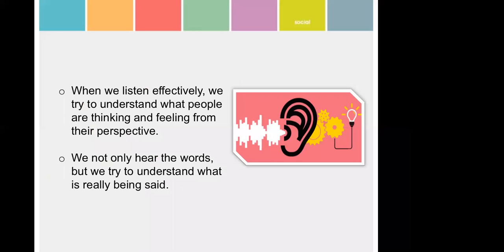All right. So when we listen effectively, we try to understand what people are thinking and feeling from their perspective. Now, there might be times where your attention goes to a car that passed by really fast, or your phone did give you an alert. But for the most part, you want to make sure that all of your attention is on the person in front of you, especially if it's a hard conversation to have. We not only hear the words, but we really are trying to understand what is really being said. Maybe you have no idea what this person is talking about, but you're actually trying to understand where they are coming from.